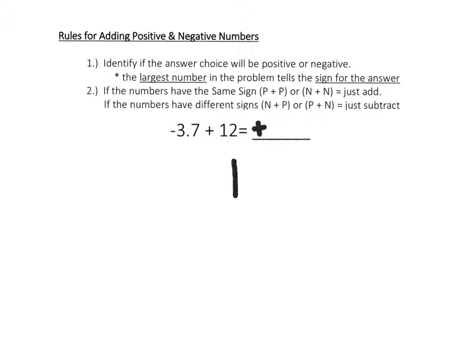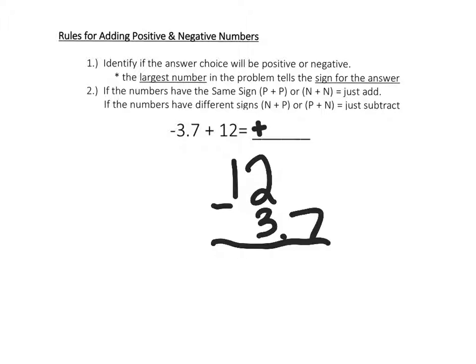You always put the larger number on top in subtraction and the smaller number on bottom. Now if you do not line up the decimal, you will end up getting a wrong answer. So I always put a decimal and a 0 to help me with place value. Now we do 0 minus 7. We can't do that, so we're going to have to borrow. So we borrow from the 2 and it becomes a 1, and the 0 becomes a 10. 10 minus 7 gives us 3. We bring our decimal straight down.